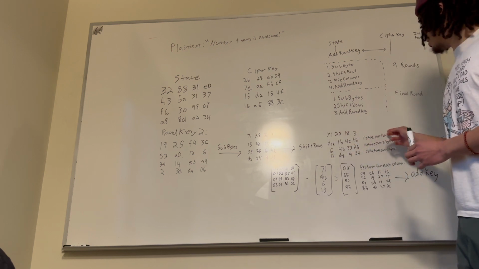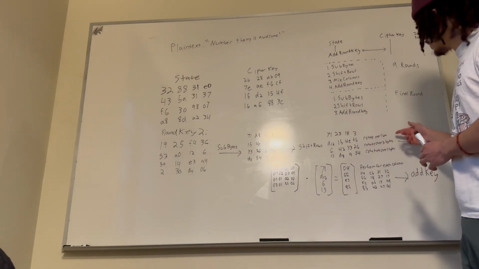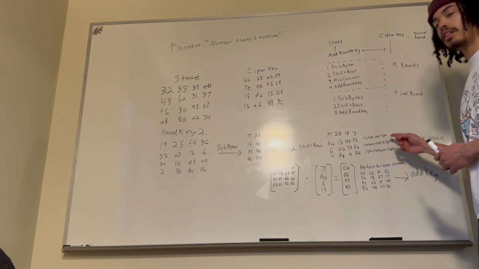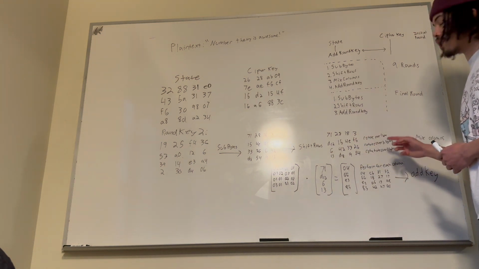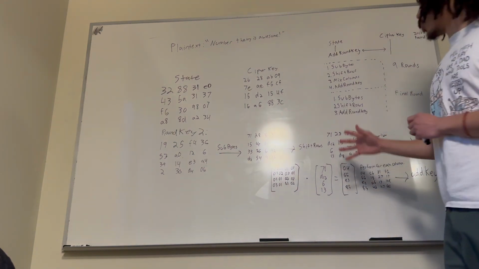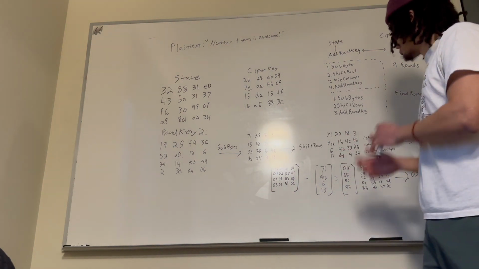Each row is shifted a different value. For example, the second row is shifted over 1 byte, the third row is shifted over 2 bytes, and the fourth row is shifted over 3 bytes. After ShiftRows is done, we can then mix columns.